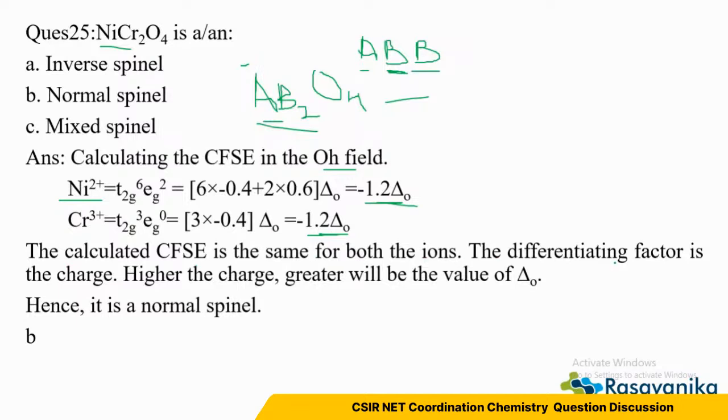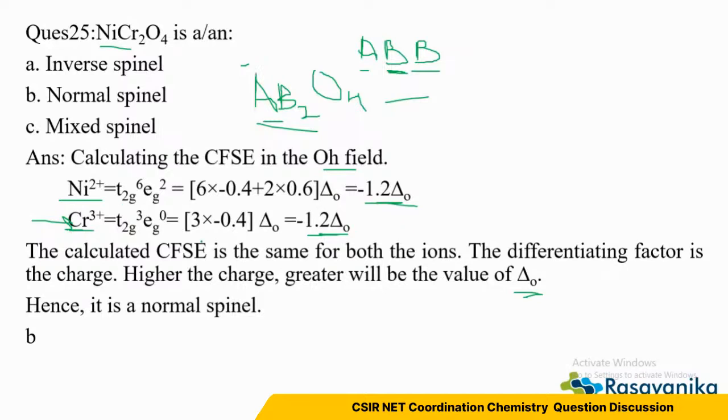The differentiating factor is the charge. Chromium 3+ has a higher charge than nickel 2+, right? The higher the charge, the greater will be the value of CFSE, delta naught. So there will be some contribution because of this charge also. So the CFSE will increase in this case because the charge is high.